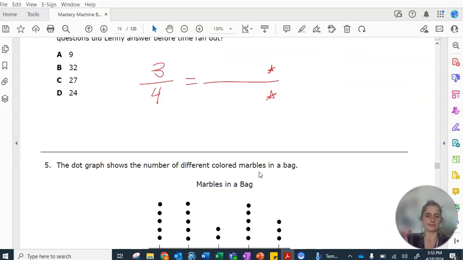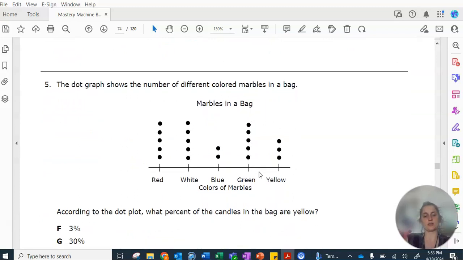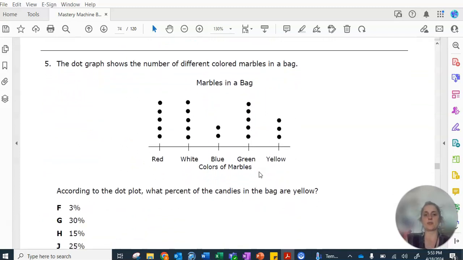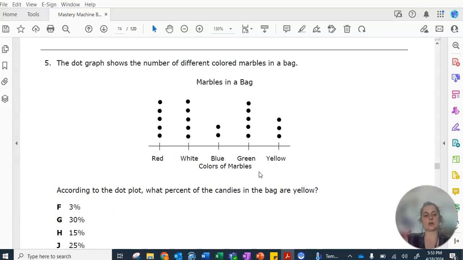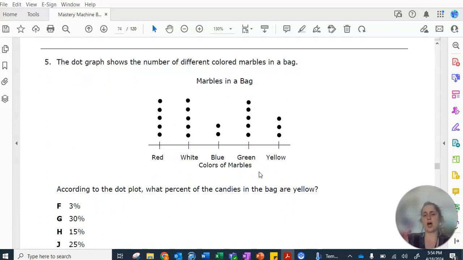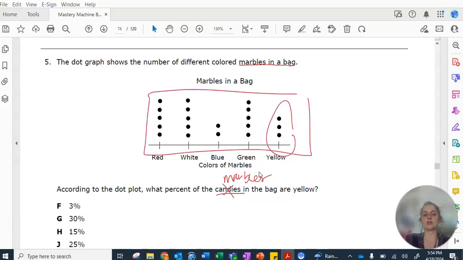The dot graph or dot plot or line plot shows the number of different colored marbles in a bag. According to the dot plot, what percent of the candies? You can tell this was pieced together from 2 different types of questions. We've got marbles in a bag and we've got candies. Don't eat marbles. That's dangerous. Whatever we're calling them, I'm going to call them marbles since the graph says marbles. What percent of the marbles are yellow? So the part out of the total, scale it up. All percents are out of 100.